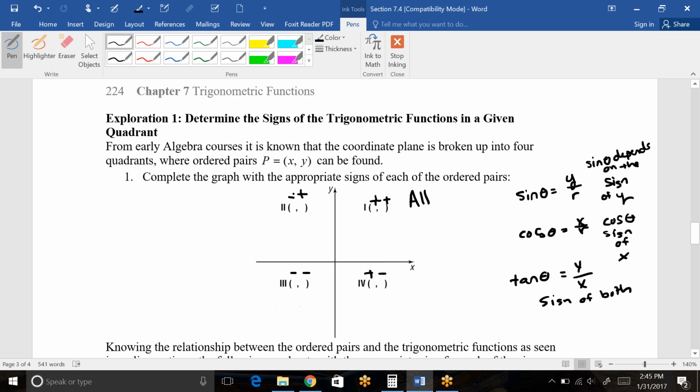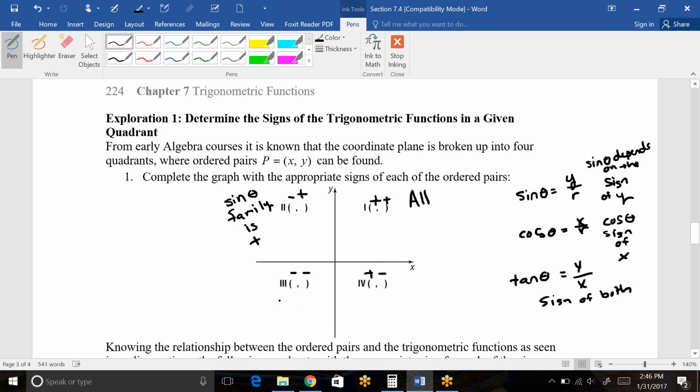Quadrant 2, the y is positive, so we know that sine is positive. X is negative, so that's going to make cosine turn out negative. Tangent has to depend on both signs, so a positive and a negative together make a negative. So in this quadrant, the sine family is positive. What I mean by that is sine also has a reciprocal, which is cosecant, so it is also positive over here.